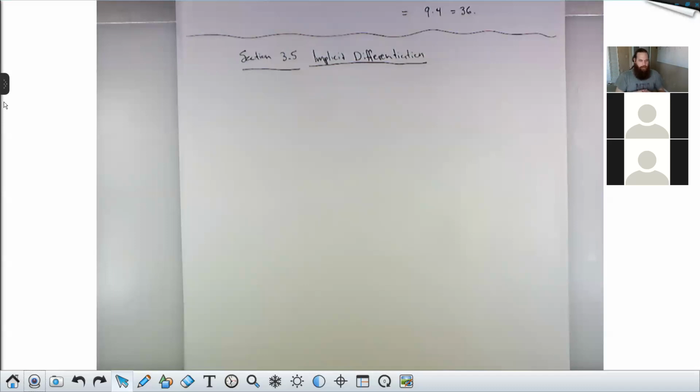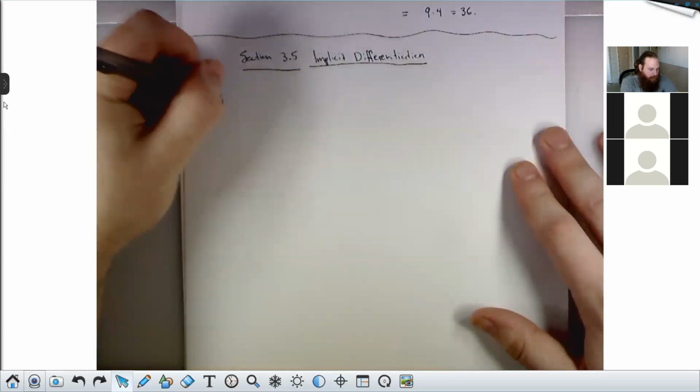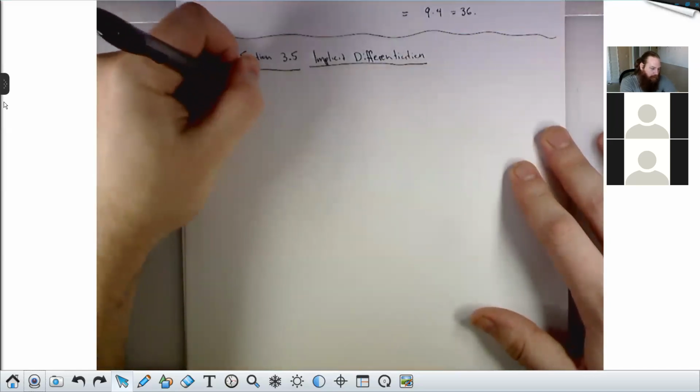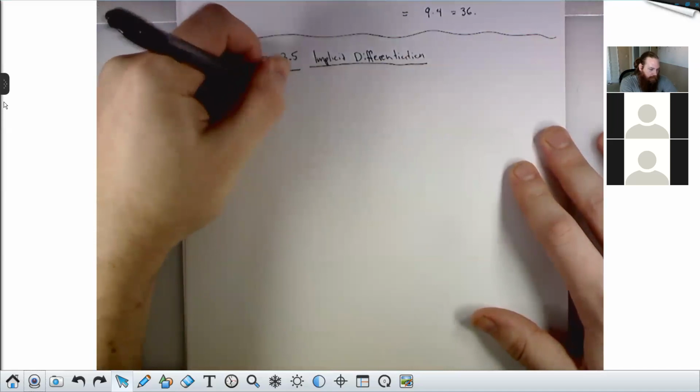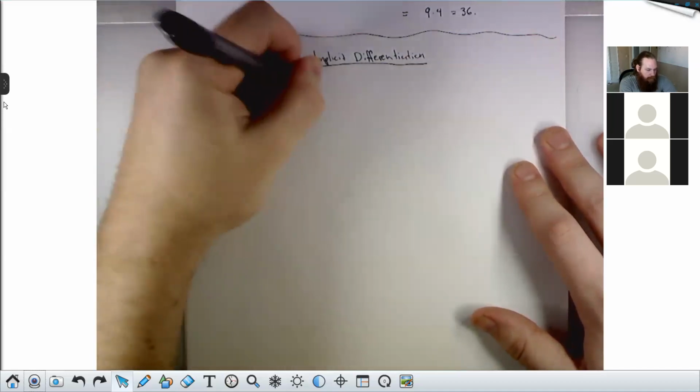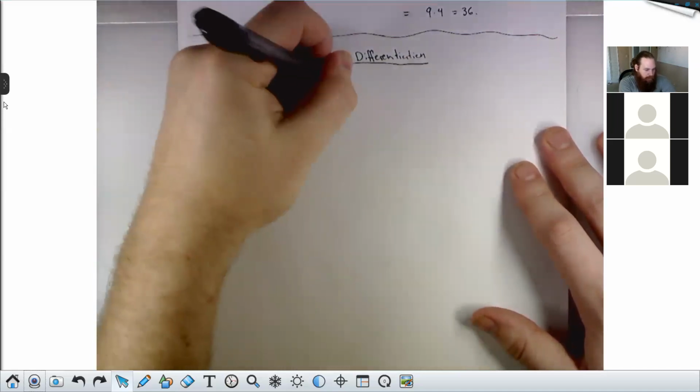Implicit suggests that there's something implied that you don't get directly. The thing that is implied when we work in section 3.5 is that every time you see the letter y, we implicitly understand that as a function of x. So what is implicit about implicit differentiation?